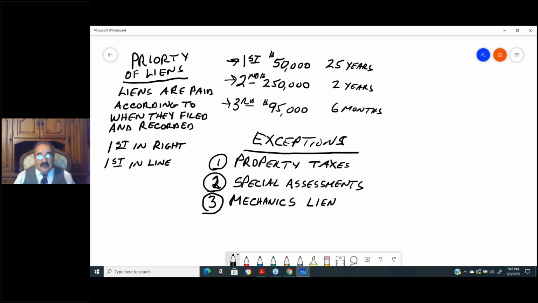The 3 exceptions are property taxes will always, always, always be number 1. Special assessments will be number 2. That's issued by the government. And then mechanics lien number 3. And then it'll go to the mortgages over here. So make sure you know that.